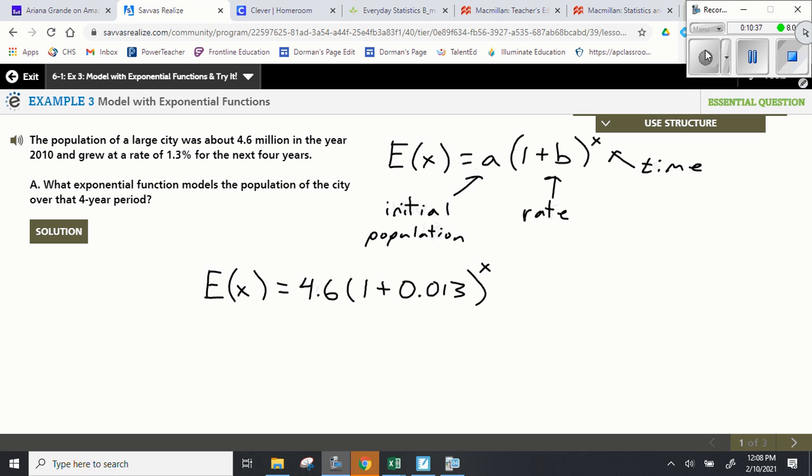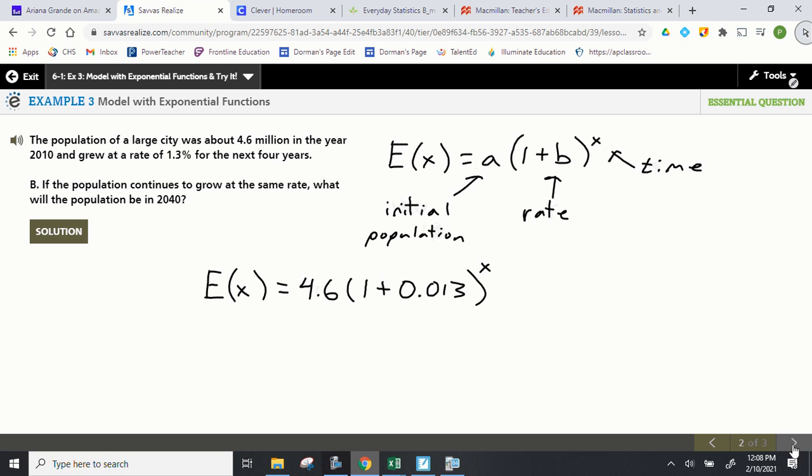All right. So next we're being asked, what will the population be in 2040? So in 2010, it was 4.6 million, my bad, I don't know why I all of a sudden thought billion. No cities are that large, I don't think. No city is that large.